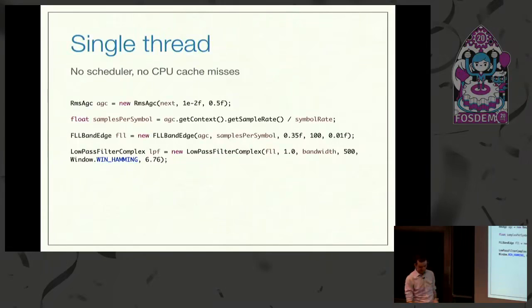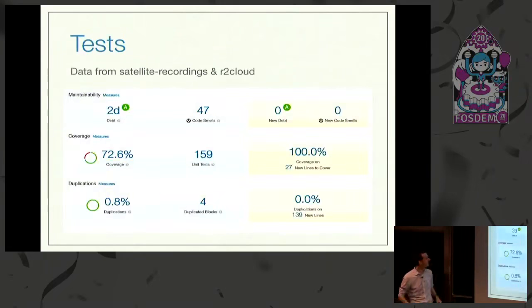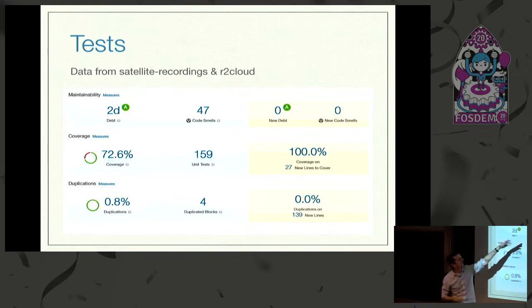All right. The third difference is tests. My inner enterprise developer admires this picture. I wrote a lot of tests, so that's why I'm saying my blocks are binary compatible. I have proofs, of course, and I wrote a bit more tests for the decoders as well. So I took some data from a satellite recordings project, which is run by Daniel as well, and some data from r2cloud, my own project.